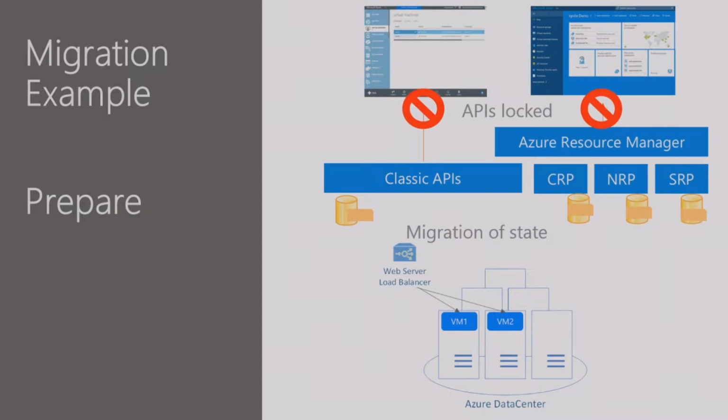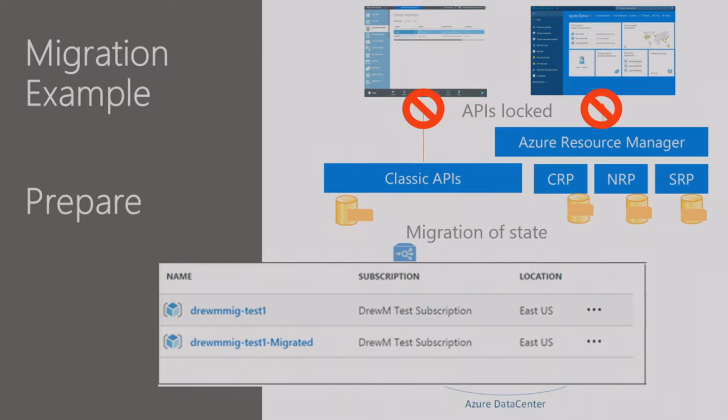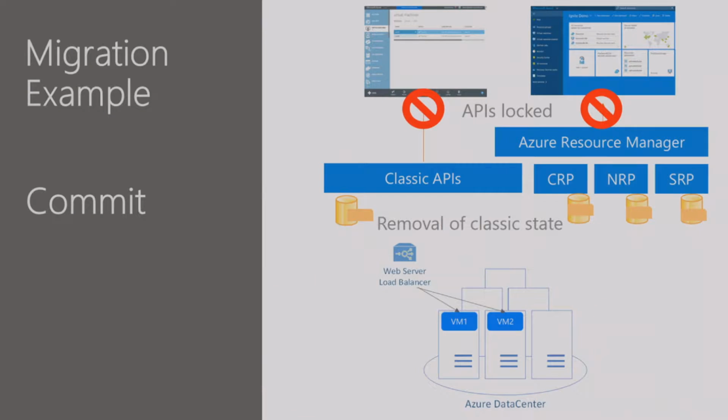At this point in time, if you were to go into the portal, you'd actually see two entries. I started off with the classic entry, what we see above there, the migrate test 1. And in the prepare state, the dash migrated version is there as well. I can look at those, I can check those, I can make sure that everything looks right. The machines are still running, the network is still there, I haven't changed anything in that space. I just make sure everything looks correct. If it is correct, then I go through and do the commit. The data is removed from the classic, the APIs are unlocked, and now you're ready to go and everything's working within the resource manager side.